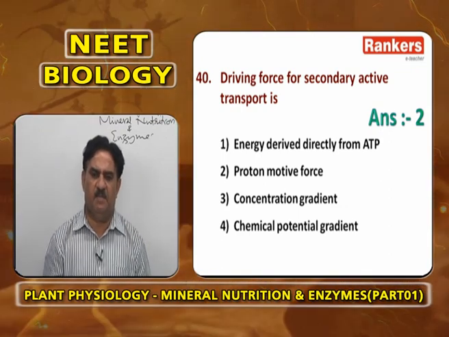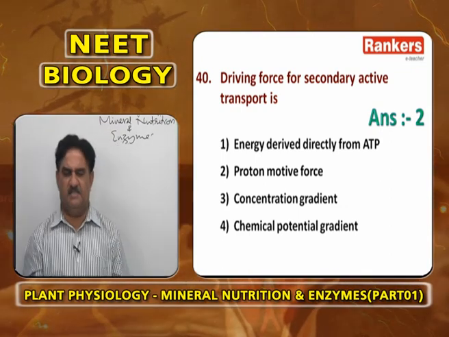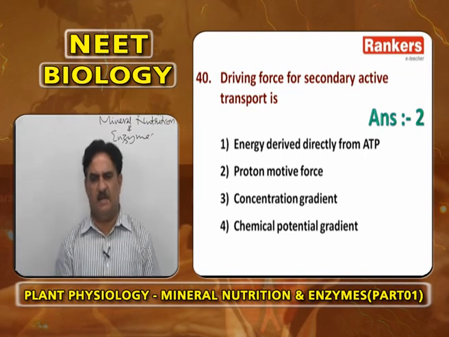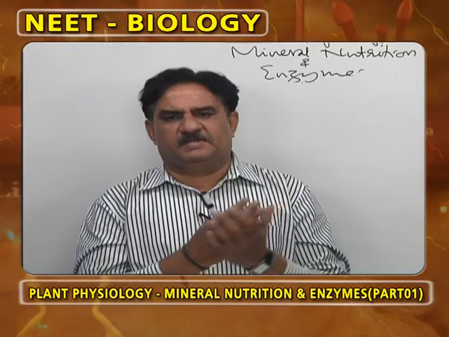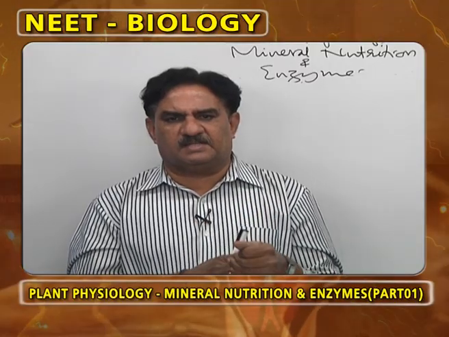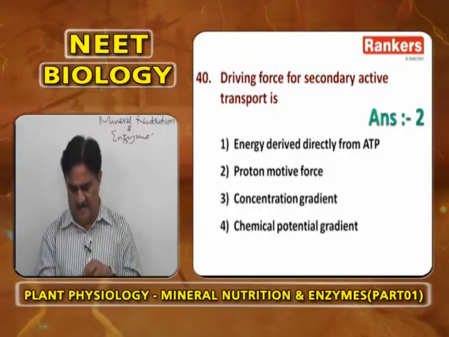Proton gradient means the number of protons in the inner space is very less, and in the outer space is maximum. Now protons want to come back into the inner space from the outer space, but they are not movable through the plasma membrane. They are taken by special carriers.